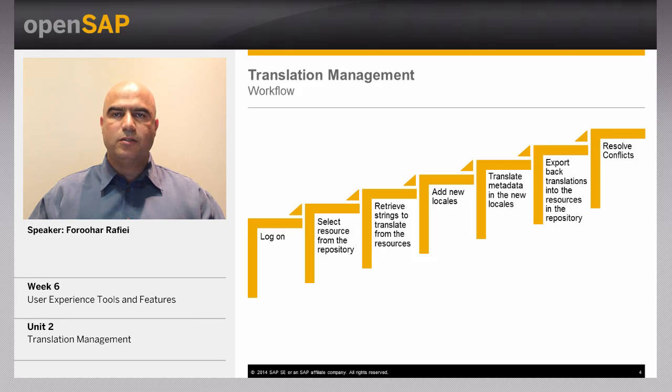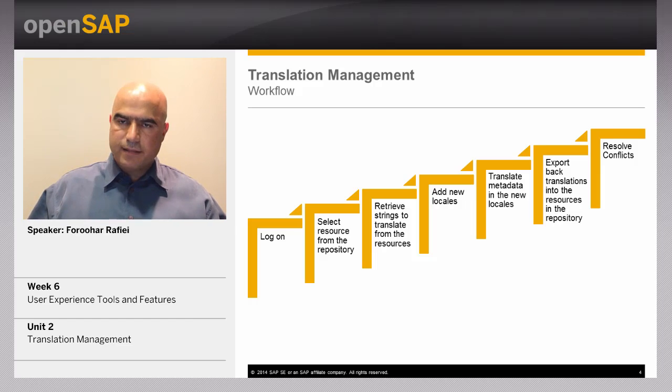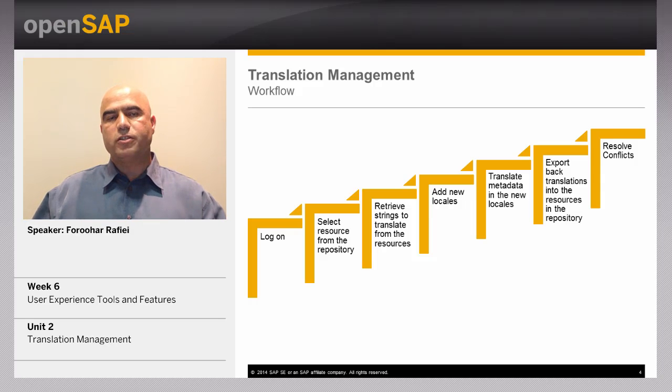When you're exporting back the translated strings to the resource in the repository, a number of conflicts can occur. One of them is that a string has been added in the original resource. The other is that a string has been removed from the original resource, or a string has been modified in the original resource. When such conflicts happen, you get three options. You get the option to import updated content from the original resource. This is the recommended way. You can also cancel that translation export, or force the translation export into the original resource.